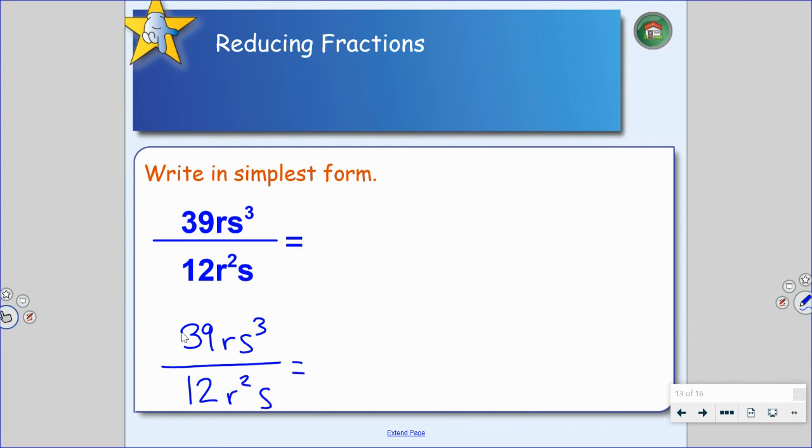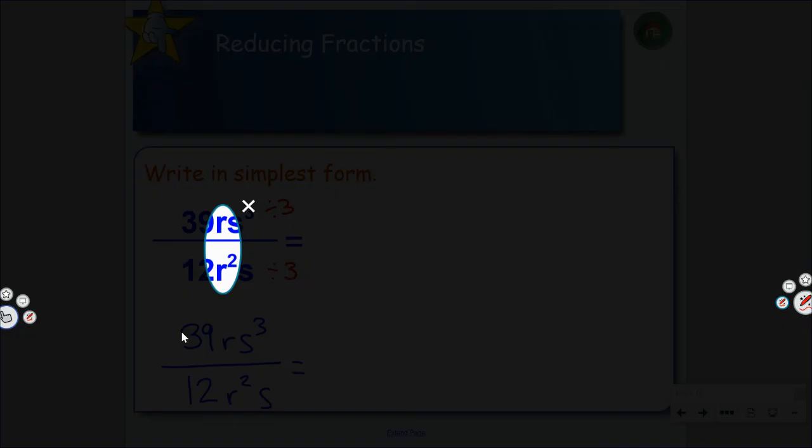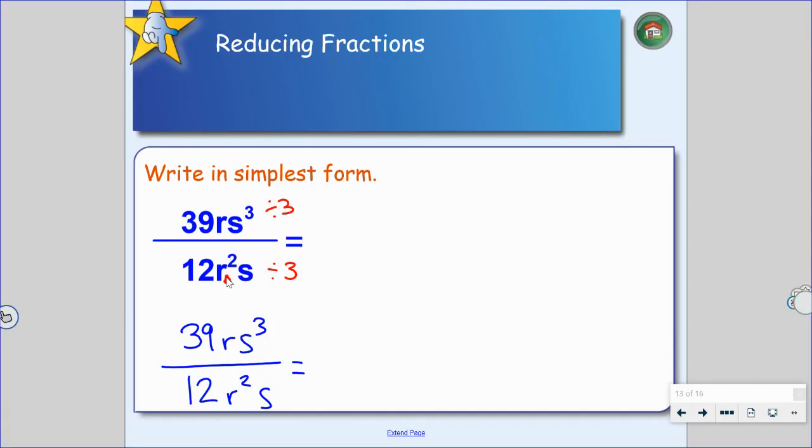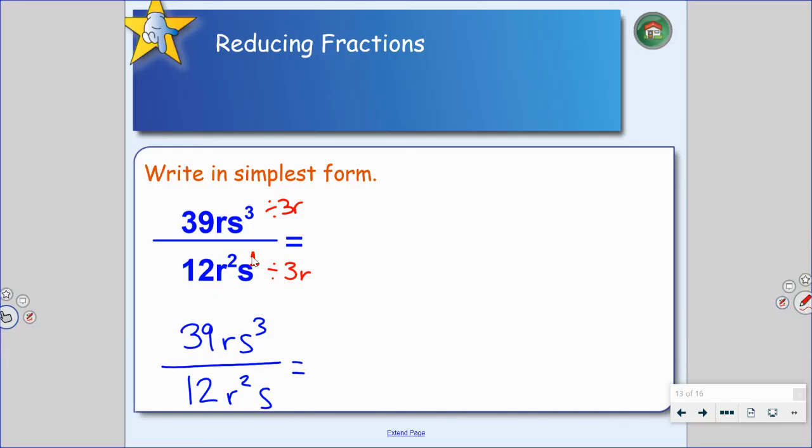So first things first, I'm going to try to identify the greatest common factor. And unless I'm mistaken, the only thing that I see going into 39 and 12 is 3. Now, if I were to take a look at the R's and just kind of zoom in on the R's, well, they both share at least one R. Yes, the denominator has 2 of them, but the top only has a single one. So I'm going to go ahead and divide both numerator and denominator by a single R. And then if I were to look again at the S's, there's 3 up top, but there's only 1 down below. And therefore they share at the very least a single S.